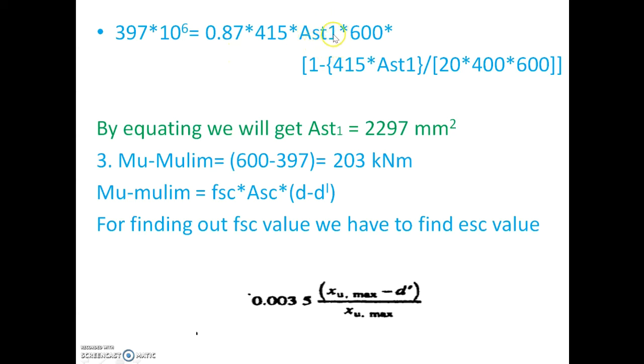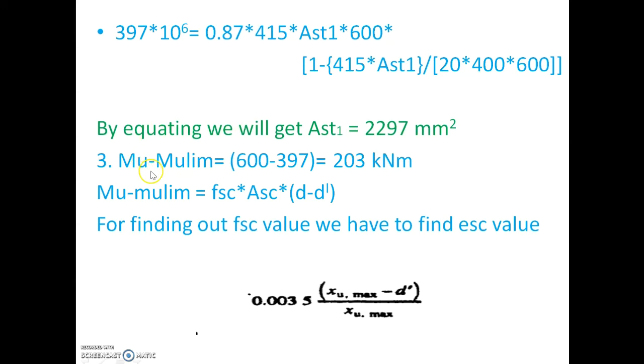Here we are taking AST as AST1 because we are considering only the limiting moment of resistance. So Mu limiting is 0.87 into Fy into AST1 into D into 1 minus Fy AST1 divided by fck b d, that is 0.87 into 415, AST1 into 600 into 1 minus 415 AST1 divided by 20 into 400 into 600. By equating this, we will get AST1 is equal to 2297 mm square.